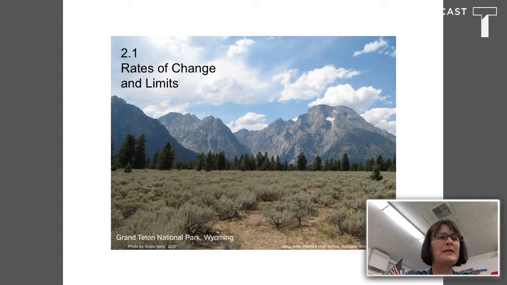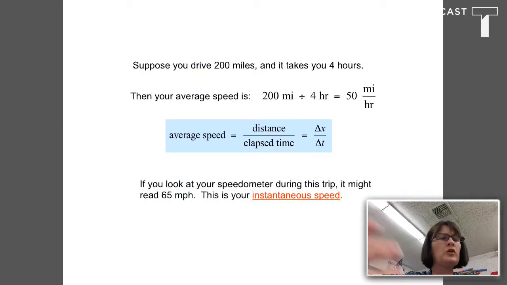Hello, scholars. We're going to begin our discussion of Chapter 2 with definitions for instantaneous speed and average speed. You probably already understand how to compute average speed.